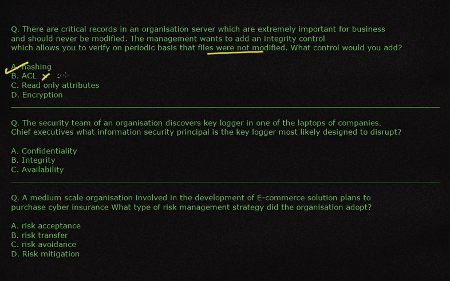These are the wrong answers. Access control deals only with attributes. Encryption is with regard to confidentiality.